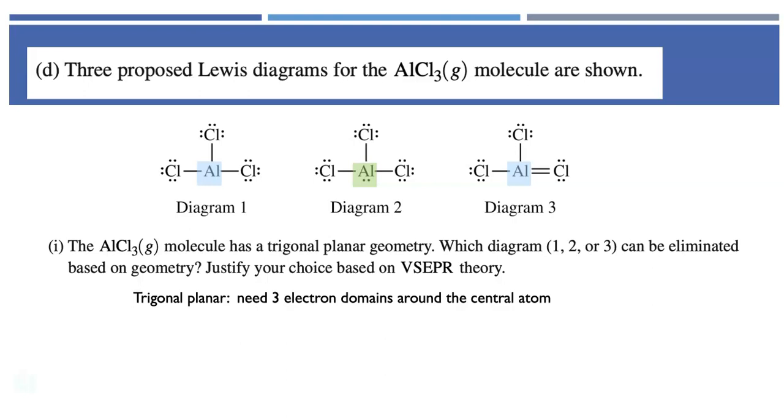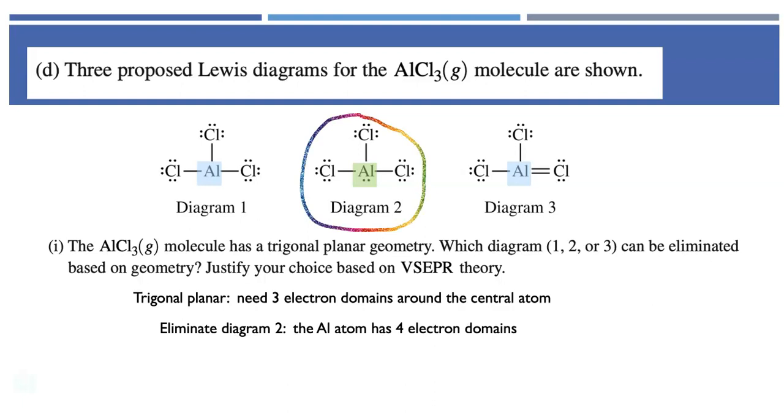Double bonds still count as 1 domain. Sometimes students need to be reminded of that. So diagram 1 is consistent, and diagram 3 is consistent, but diagram 2 needs to be eliminated. The aluminum atom has 4 electron domains, and therefore it would have a trigonal pyramidal molecular geometry, and that's our justification for saying diagram 2 doesn't meet the expectations. And that's worth 1 point.